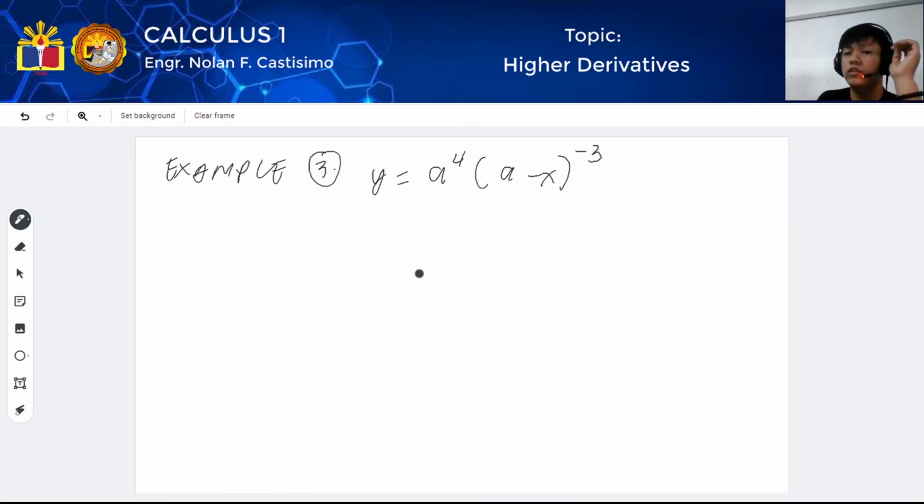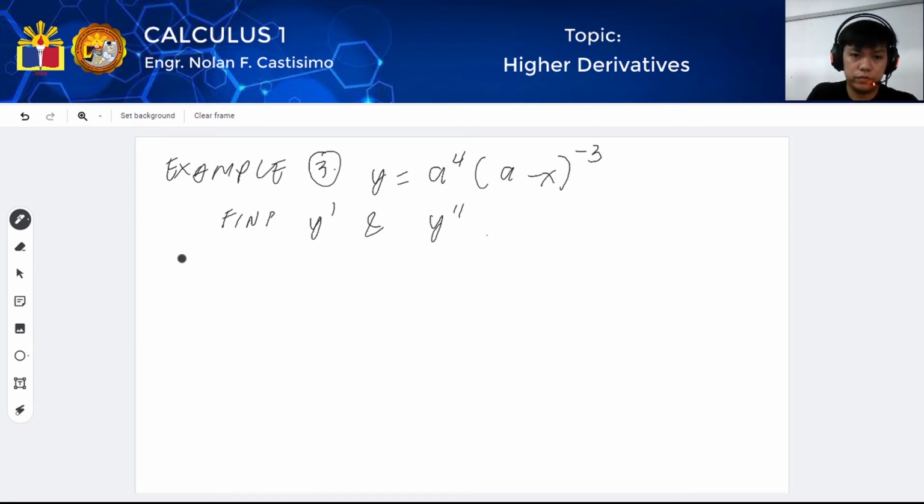Ayan. So, dito, hahanapin natin si y prime and y double prime. Ayan. And of course, ang domain natin dito is si x. So that means si a ay isang constant. Diba? So, ang mapapansin ninyo, dalawa yung term natin. We have this a raised to 4 and is considered as one term kasi nasa loob sila ng parenthesis. Okay? Kaya ang gagamitin natin dyan is yung formula ng derivative of product.